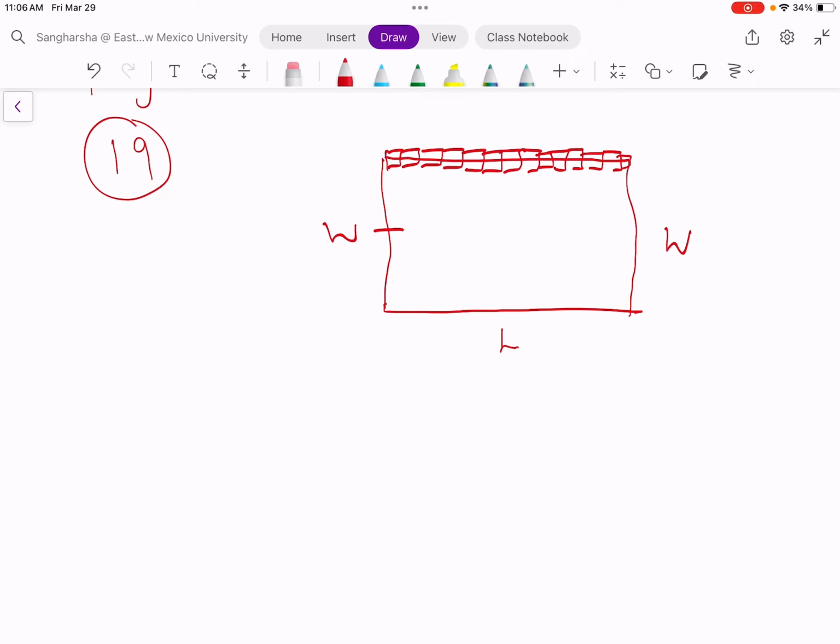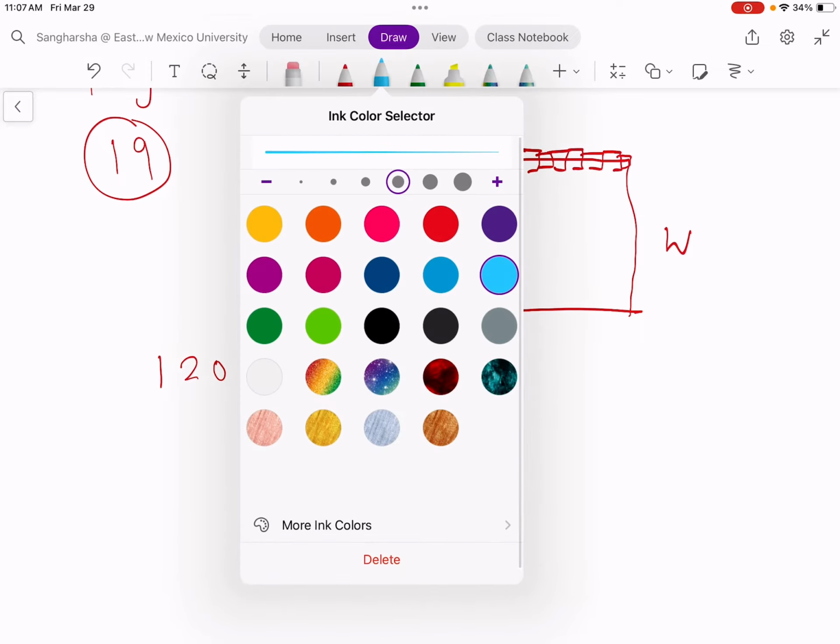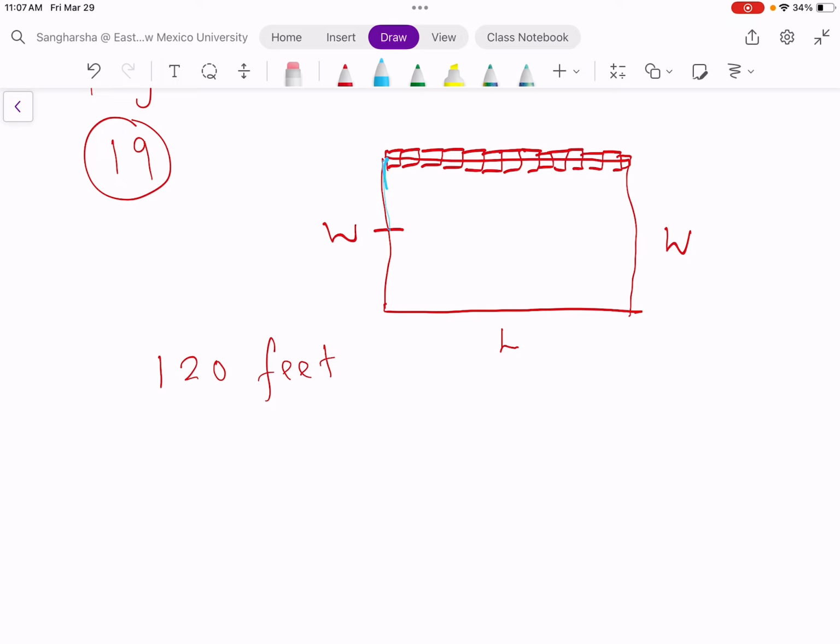So we have 120 feet long fencing material, and we use that material to fence 3 sides of this rectangle. So how can we rewrite that 120? We have 120 feet of fencing material, and we use it to fence 3 sides of this rectangle. So 1 side, 2 sides. So we use this 120 feet of fencing material to fence these 3 sides.